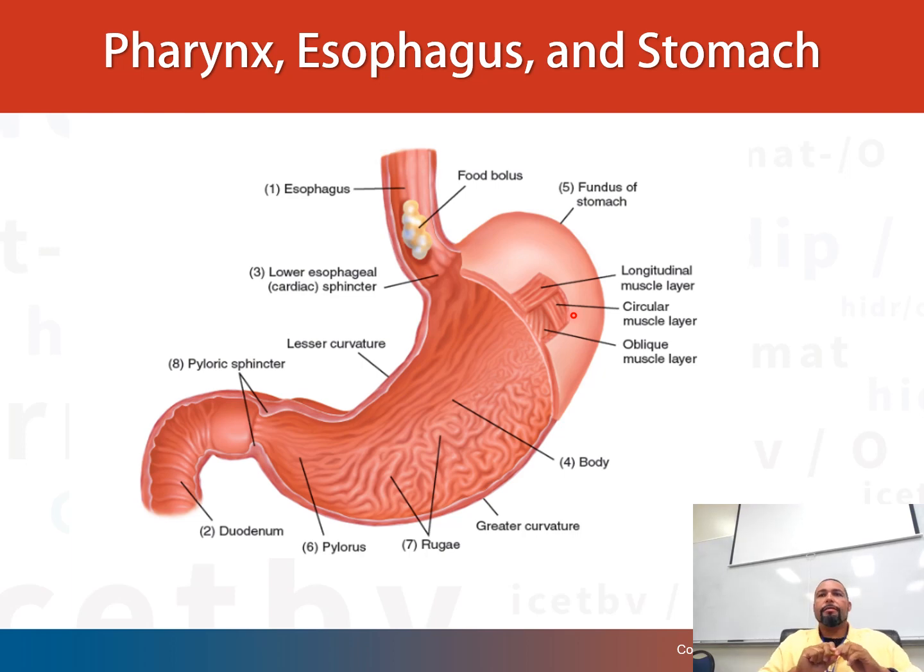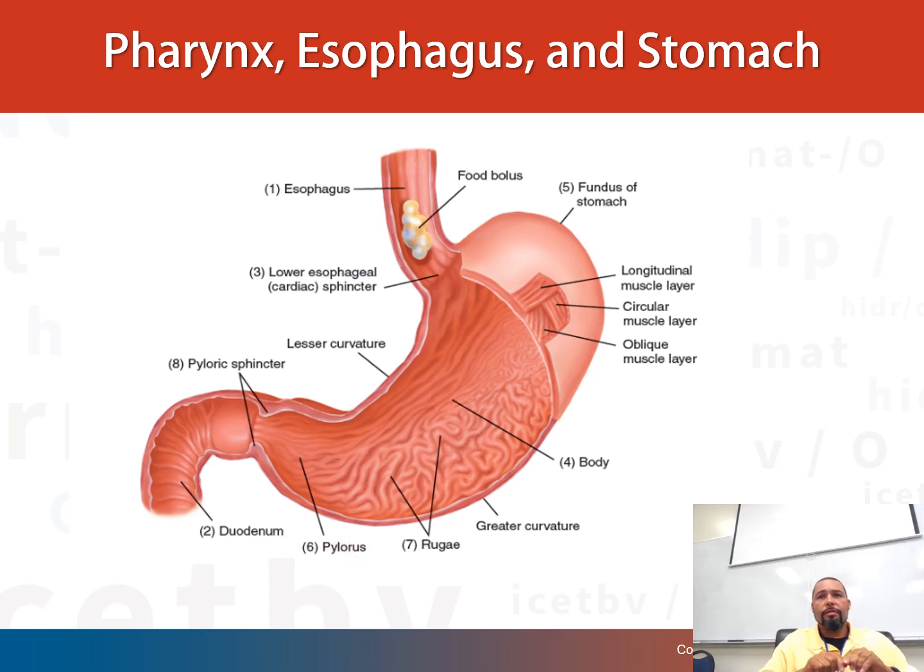The body of the stomach, the large central portion, together with the fundus, which is number 5, there we go, the upper portion, are mainly storage areas. Most digestion takes place in the funnel-shaped terminal portion, the pylorus, which is number 6, right there.